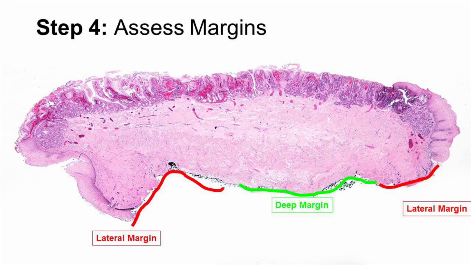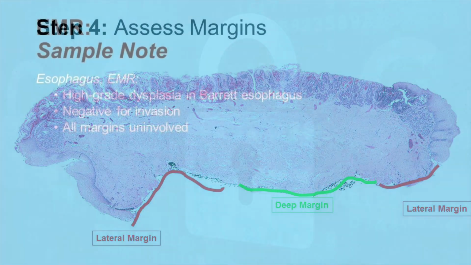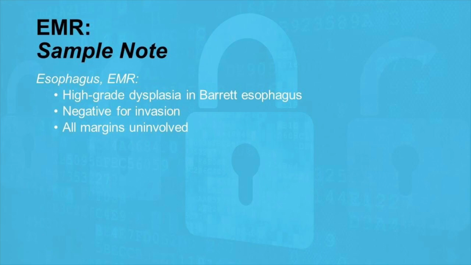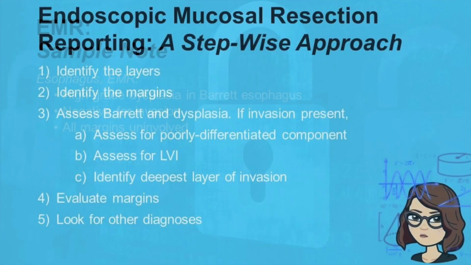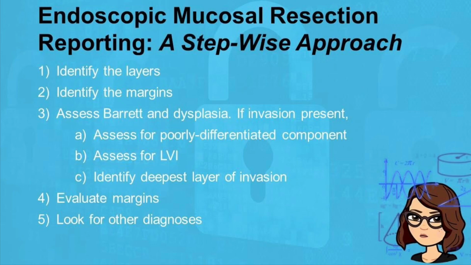So we've identified our deep margin, our lateral margin, and our dysplasia is clear of these margins, which is good news for the patient. So putting this all together, the report will say high-grade dysplasia in Barrett esophagus, negative for invasion, all margins uninvolved. This stepwise approach is summarized here.